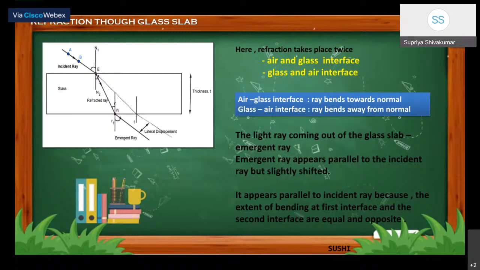the extent of bending at the first interface, that is the air-glass interface, and the extent of bending at the second interface are equal and opposite. So this is the reason why the ray which is coming out of the second interface, or the emergent ray, appears parallel to the incident ray.